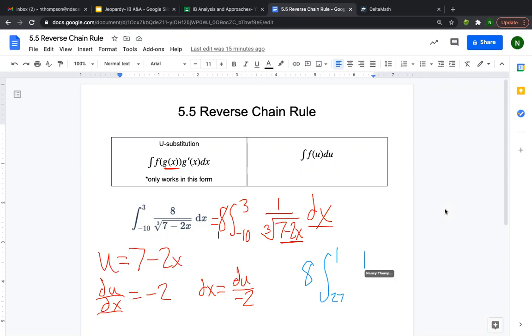And I have 1 over the cubed root of u. And then instead of dx, I have du over -2. This coefficient can also be pulled out, the -2. So 8 divided by -2 is -4. So now I have -4 times the integral from 27 to 1 of, this can be rewritten as u to the -1/3.